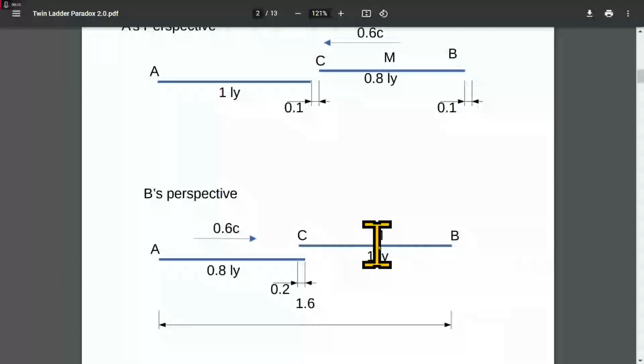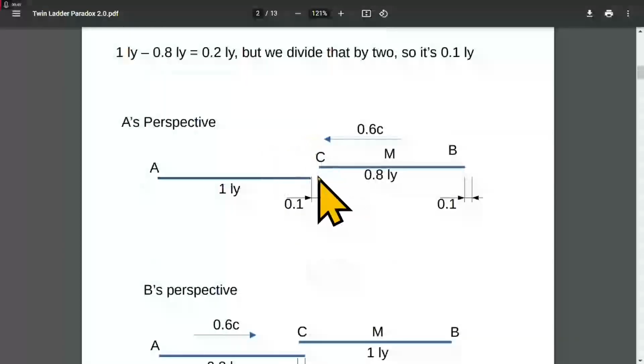Not to C, not to M, but to B. So the entire distance of 2 light years, which was here, contracts to 1.6 for B's reference point. Then it's a matter of figuring out what this number here is. Now, when this length contraction occurs from B's frame of reference, what will he see? Will he see the 2 rulers as touching, overlapping, or will they see a gap? Remember, we know A sees a gap.